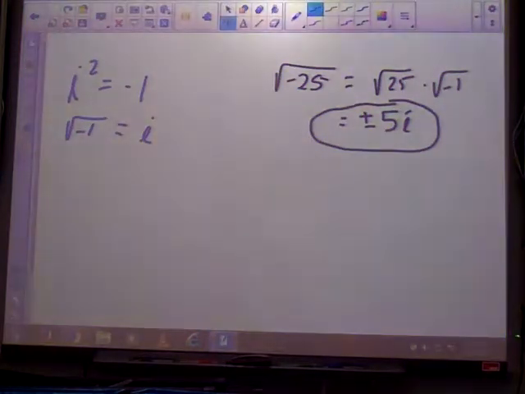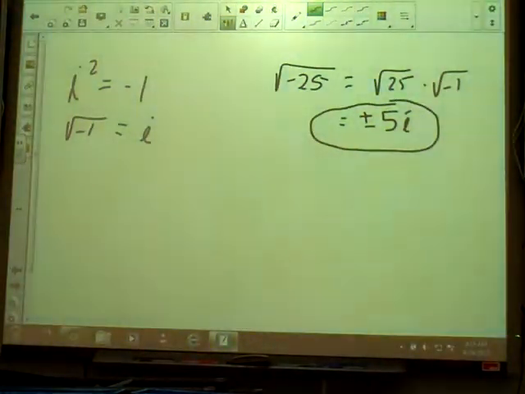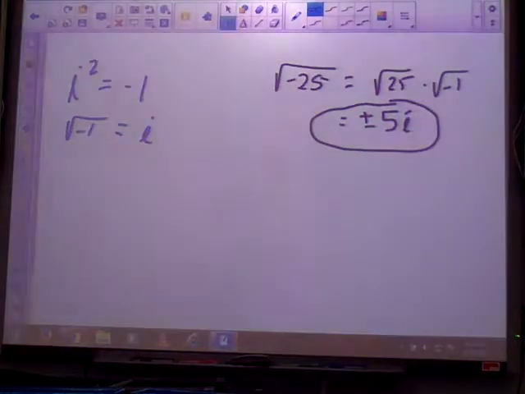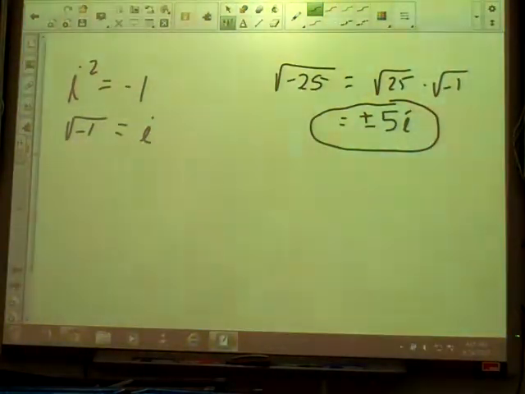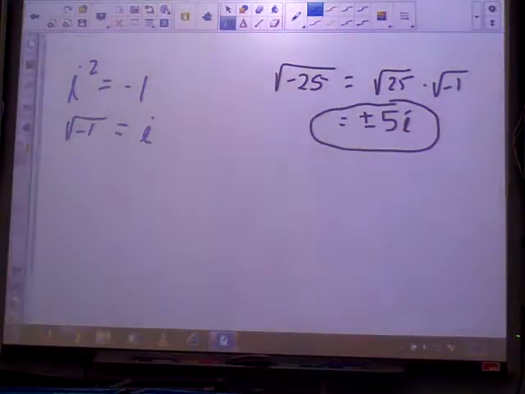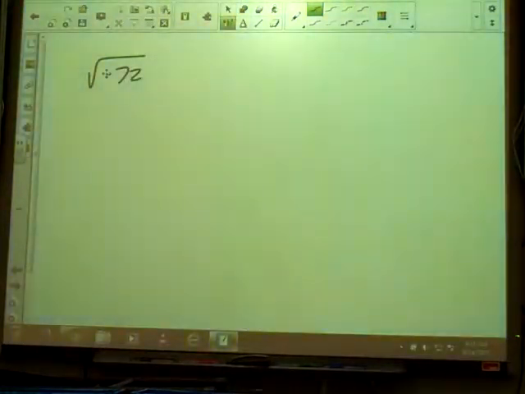Here's a way to simplify it in your brains. You'll still do the square root of the positive number just like normal, and then if there was a negative underneath there, you're just going to have an i on your answer. We're all right so far, right? Now let's make this like the one that we had on the bell ringer where we got to break it down a little bit. We've got the square root of -72.